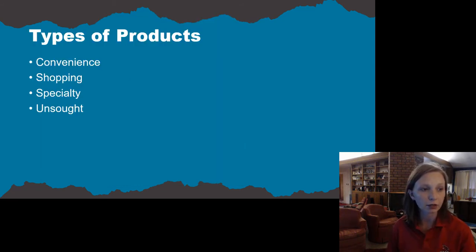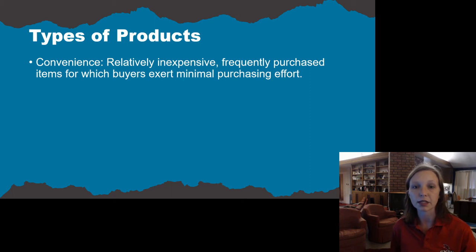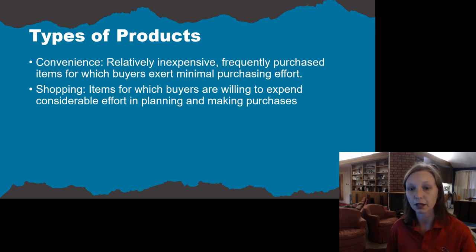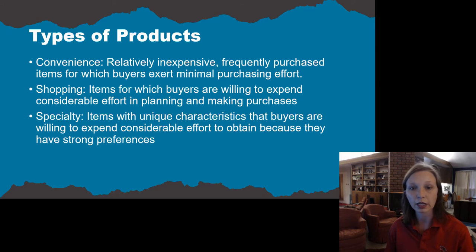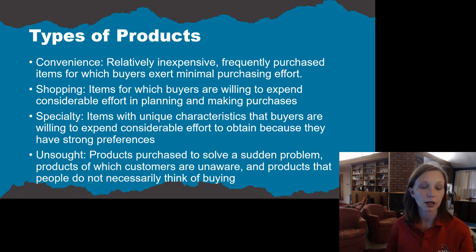We have 4 different types of products: convenience, shopping, specialty, and unsought. A convenience product is going to be something that is relatively inexpensive, frequently purchased, and something that doesn't require a whole lot of effort. A shopping product is going to be something that buyers are willing to expend a little bit more effort in planning and making their purchases. Specialty items are items with unique characteristics that buyers are willing to expend considerable effort to obtain because they have strong preferences. So the difference between shopping and specialty is that with shopping, consumers don't really have a preference set already. Specialty, they do. For unsought products, these are products that are purchased to solve a sudden and immediate problem.